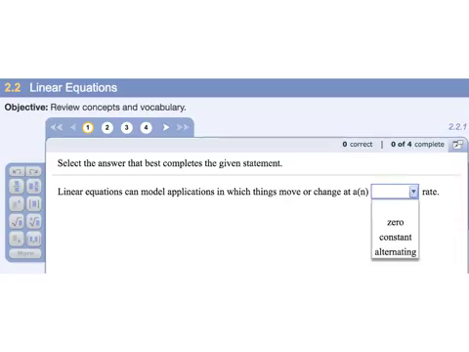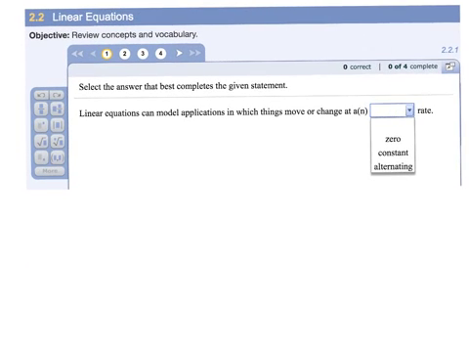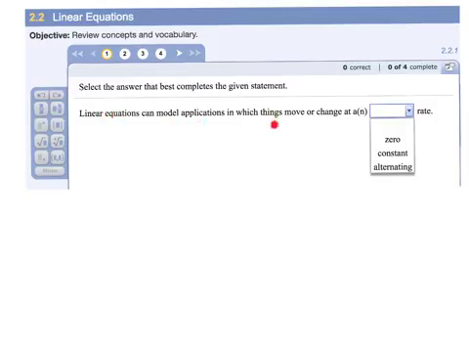We're going to be talking about vocabulary a lot right here, not a whole heck of a lot of math. And so the first part is saying, okay, so linear equations can model applications in which things move at a... Okay, so now first off, what is a linear equation?